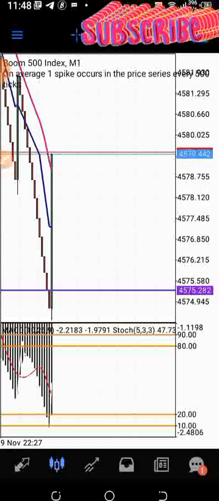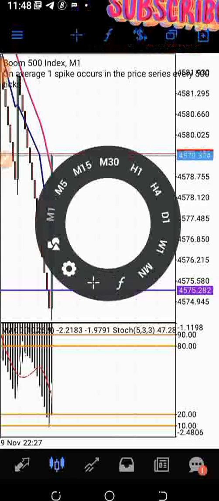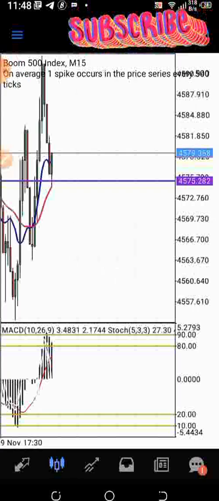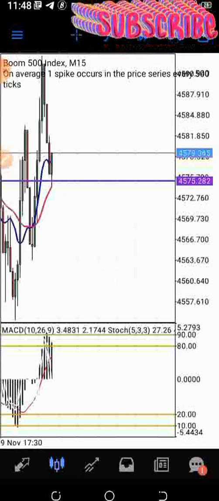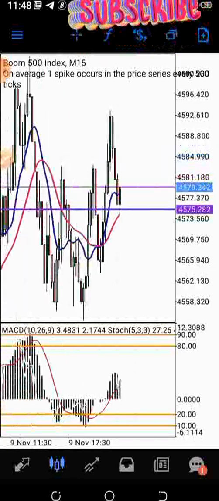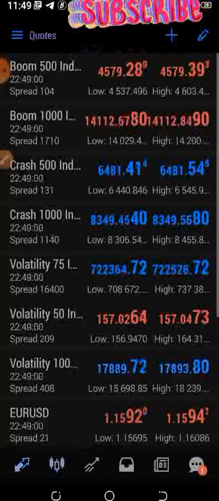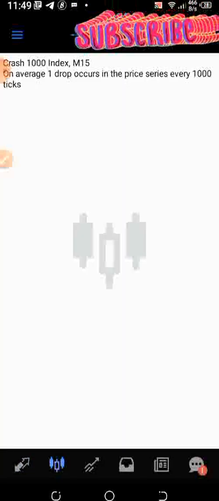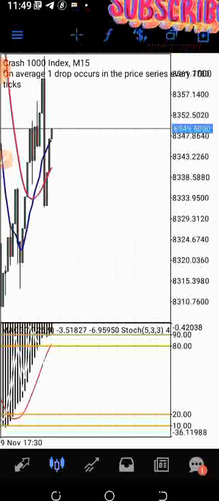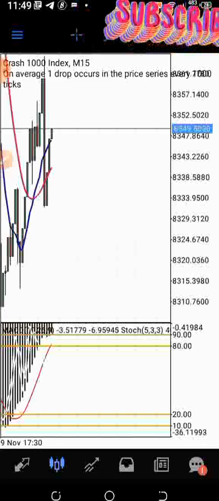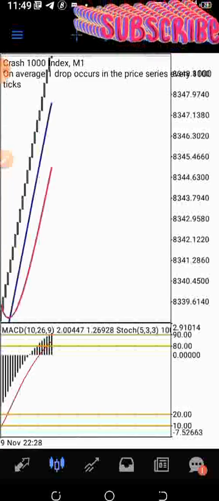So let's see, Boom 500. Let's go to 15 minutes time frame. So we don't have a trade here, okay, because we might be having more spikes. All right, so let's go to Crash 1000. Yeah, we have a trade on Crash 1000. So the blue is above the pink. All right, we just need to go down to 1 minute time frame to see opportunity.